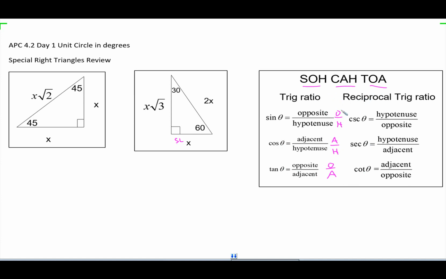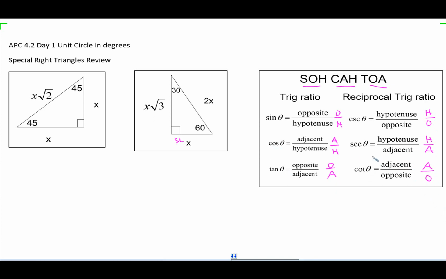Now, the reciprocals. The reciprocal trig ratio for sine is cosecant. The reciprocal trig ratio for cosine is secant, and the reciprocal trig ratio for tangent is cotangent. All you're doing is taking these and flipping them. Since cosecant is reciprocal with sine, it's hypotenuse over opposite. Secant is reciprocal with cosine, so it's hypotenuse over adjacent. And cotangent is reciprocal with tangent, so you just flip that: adjacent over opposite.